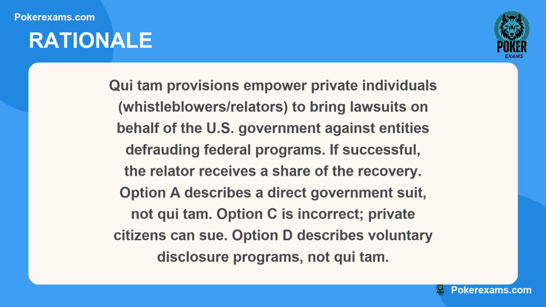Option A describes a direct government suit, not qui tam. Option C is incorrect. Private citizens can sue. Option D describes voluntary disclosure programs, not qui tam.